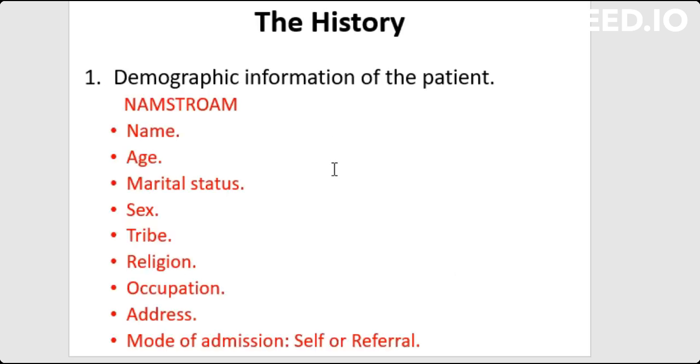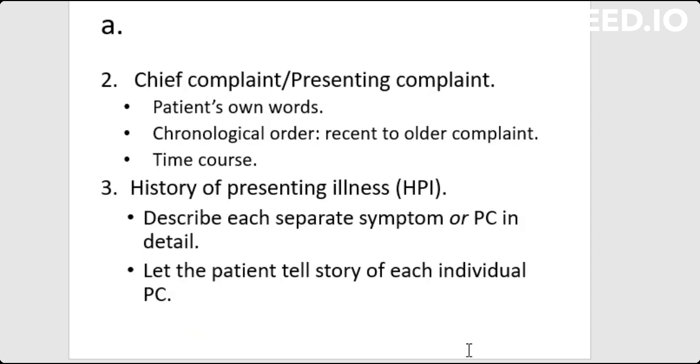So starting with the history for today's video, the first part is demographic information of the patient. You can use the mnemonic NAMSTROM, which stands for name, the age of the patient, marital status, sex, tribe, religion, occupation, address, and lastly, the mode of admission of the patient. Was it self or was it a referral from another hospital?